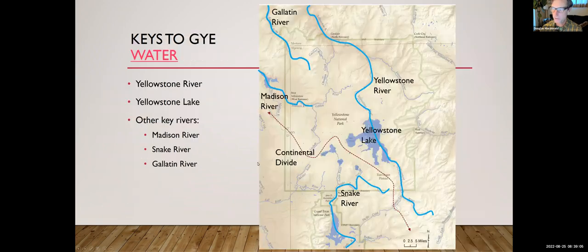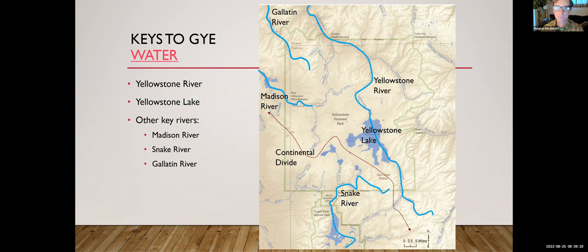So the key to Yellowstone is water. Like I said, Yellowstone Lake is the biggest lake. It's about 20 miles long by 15 miles wide. The Yellowstone River is the biggest river as well. It flows out of Yellowstone Lake. It flows northward through the park and eventually makes its way through Montana into the Missouri River, and then the Missouri River flows into North Dakota, South Dakota, into the Mississippi.